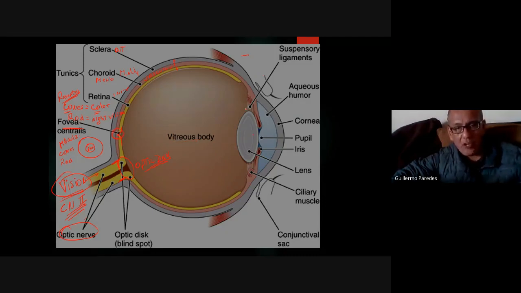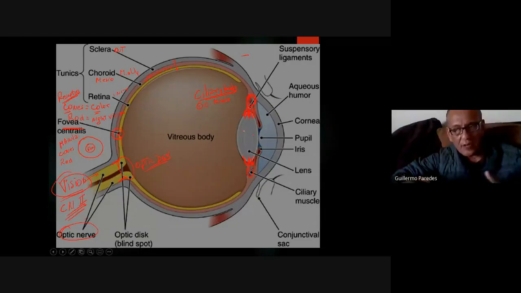Now, in the posterior chamber, we have a structure that is going to be called this area and this area. Remember, I want you to use your 3D imagination. This is a cut, but this is a circle, like a circumference, so it's going to be like a ring all over. So this is called the ciliary body.